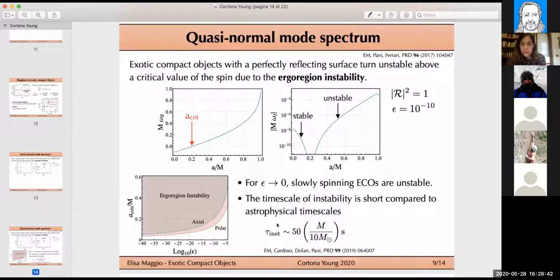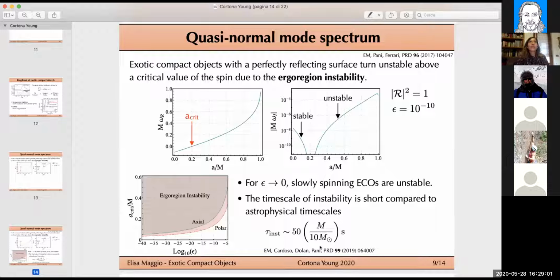And furthermore, the time scale of the instability is very short compared to astrophysical time scales. But what we observe in electromagnetic and gravitational observations are highly spinning black holes. So it seems that these objects are not astrophysically viable.